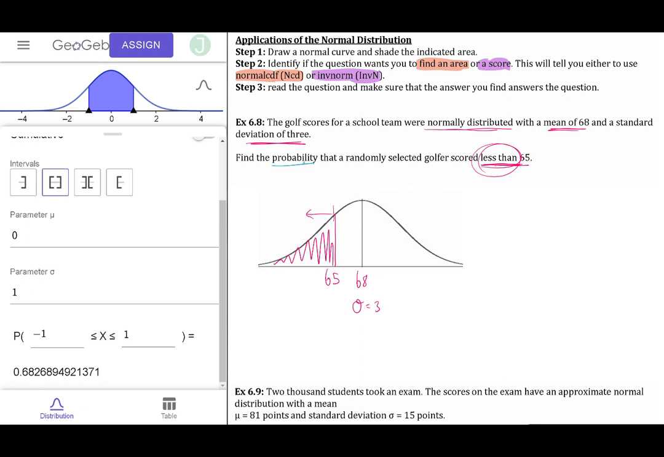From here, let's talk really quickly. Since we're being given a golf score, and we want to find the probability, we are going to use GeoGebra in a way that we are going to enter 65 inside the parentheses.